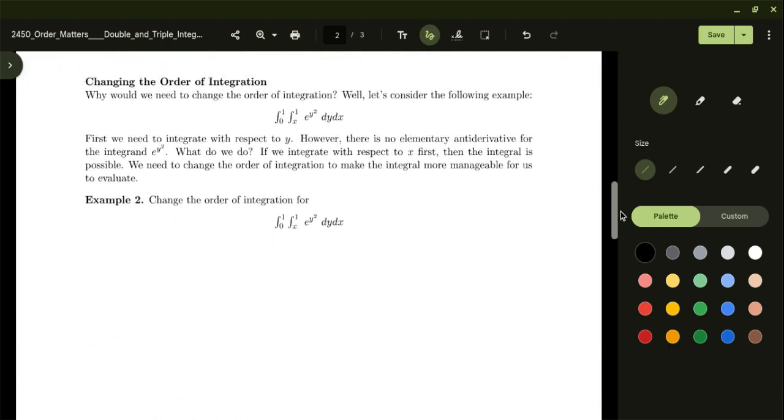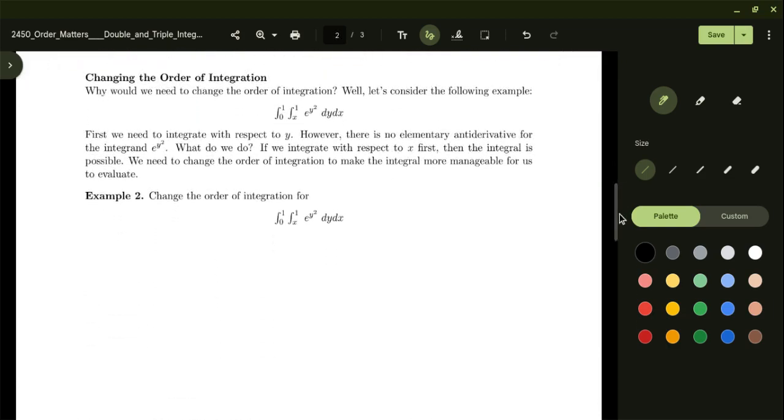All right, so now that we know how to evaluate and obey the order of integration that we're given, we need to think about how can we change the order of integration. So why would we need to? Well, if we looked at this example that we have here, we have the integral from 0 to 1 over dx, and then integral from x to 1 over dy of this function e^(y²). So according to order of integration, we would integrate with respect to y first.